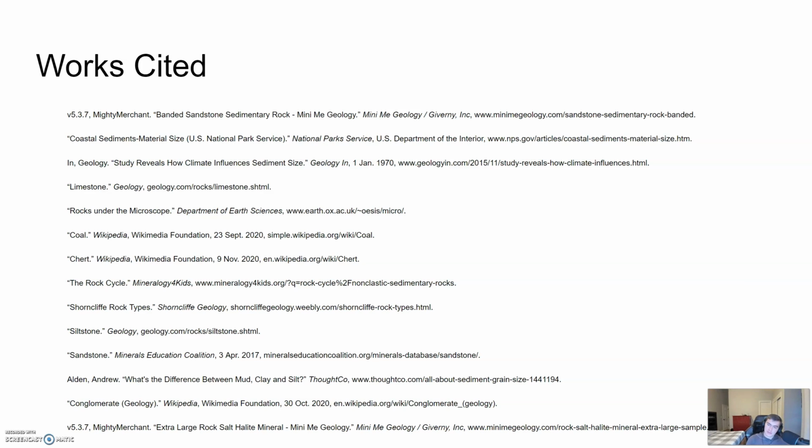Again, there are 3 types of sedimentary rocks: clastic, bioclastic, and chemical sedimentary rocks. And hopefully you learned something today and had a fun time. Thank you.